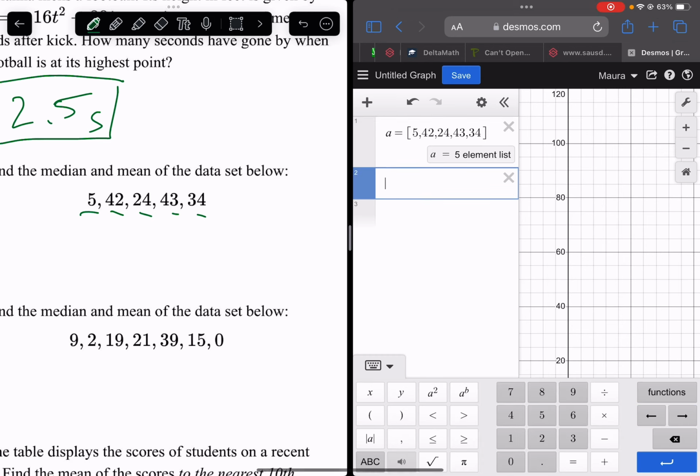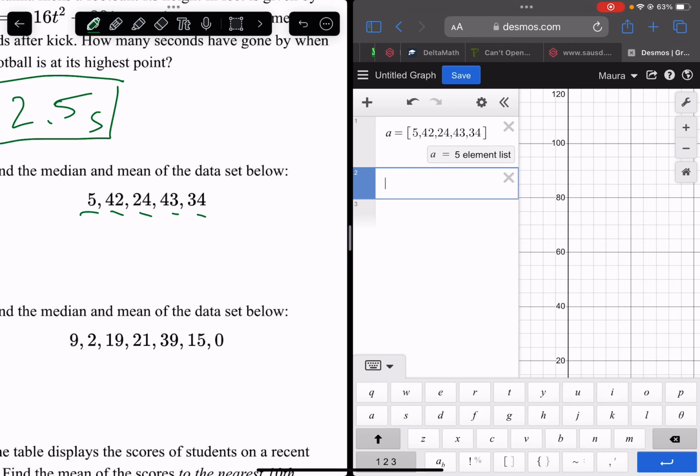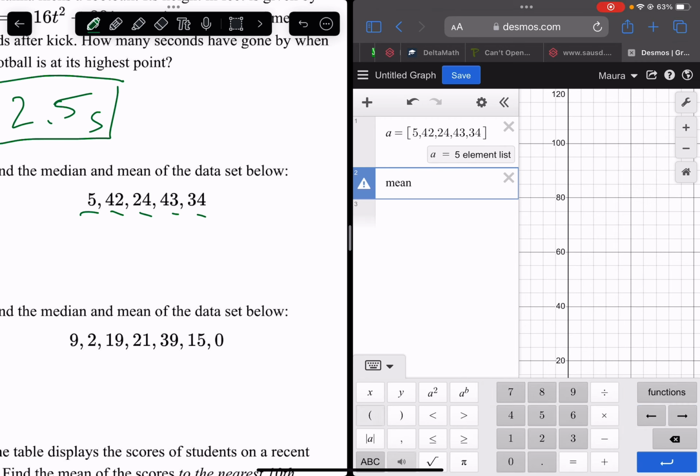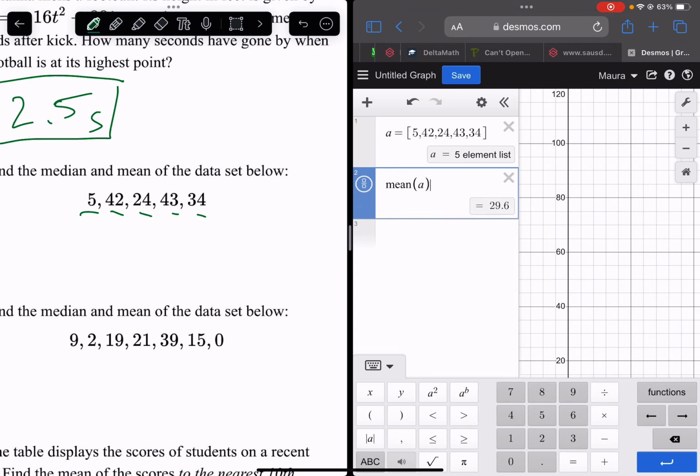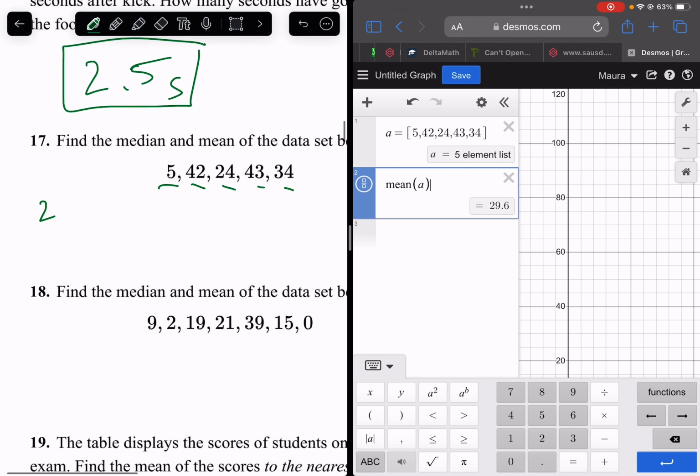So on Desmos, there's a couple of different ways that you can find the median and mean. You can just straight up type it in. If you type in mean, and then open parentheses, you have to identify the set that you're using. Well, we defined our set as A, so you're going to go mean of A, close parentheses. All right, and as you can see here, it just gives it to me. My mean here is 29.6.